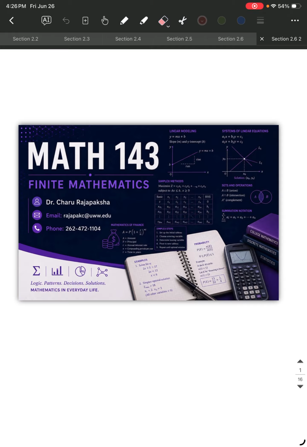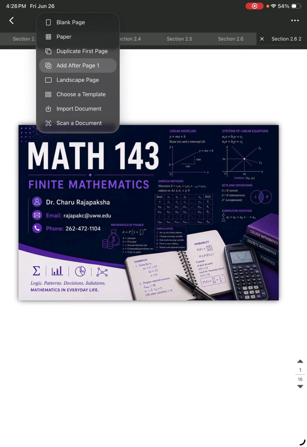The learning objectives are, by the end of today's lecture, you should be able to compute the determinant of 2 by 2 and 3 by 3 matrices, decide whether a matrix is invertible, find the inverse of a 2 by 2 matrix using the formula, and verify your answer by multiplication. Okay, let's start with the review.